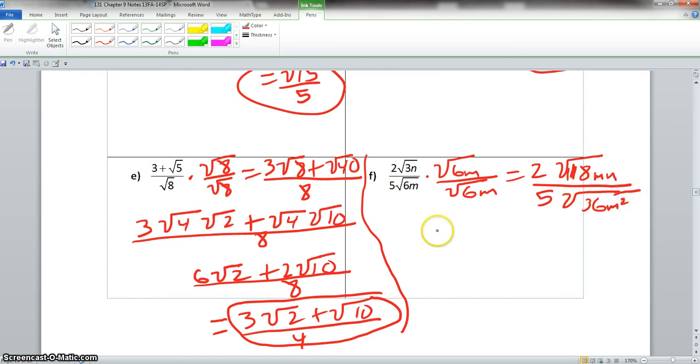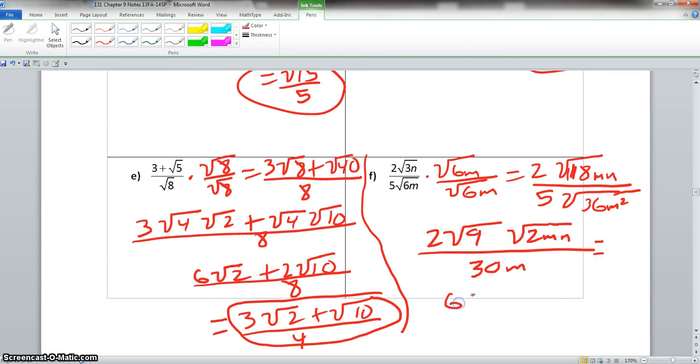Now, with our numerator, we know that there's a perfect square in 18, which is 9, and that will leave us 2mn in the other radical. Now, our denominator, we know the square root of 36 is 6, square root of m squared is m, so it'll be 5 times 6m, which is 30m. Now, we know the square root of 9 here is 3, so 2 times 3 is 6. So we will have 6 times the square root of 2mn all over 30m.